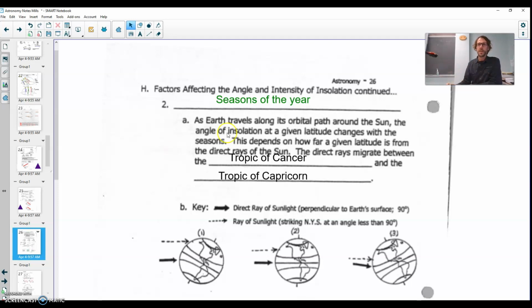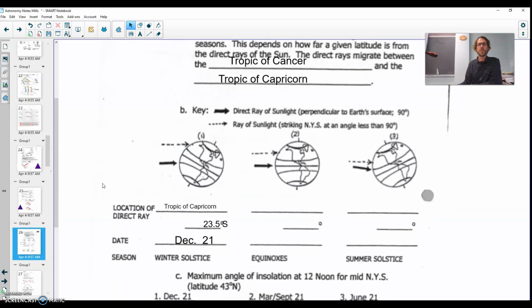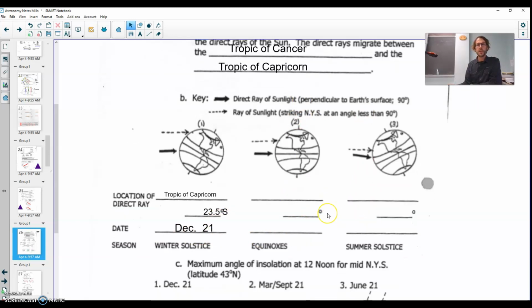That's the vertical ray. The vertical ray, or the direct ray, migrates between the Tropic of Cancer and the Tropic of Capricorn. So, location of direct ray, Tropic of Capricorn. The latitude of that, 23.5 degrees south, and the date is December 21st. I want you guys to fill in number 2 and number 3. I think you can do that.